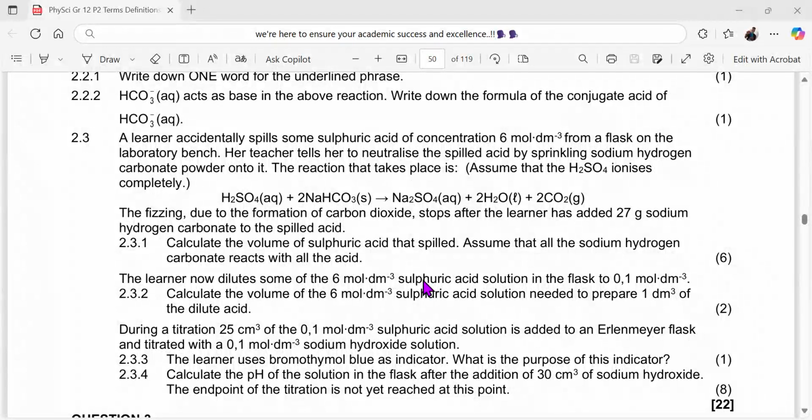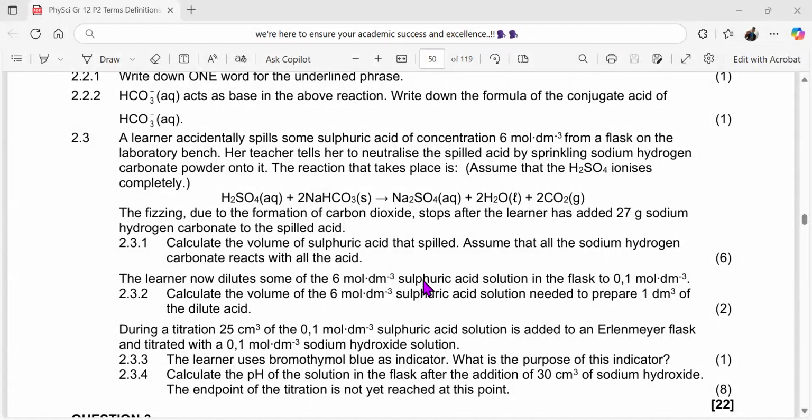Sulfuric acid of concentration 6 mole per cubic decimeter from a flask on the laboratory bench. Her teacher tells her to neutralize the spilled acid by sprinkling sodium hydrogen carbonate powder onto it.